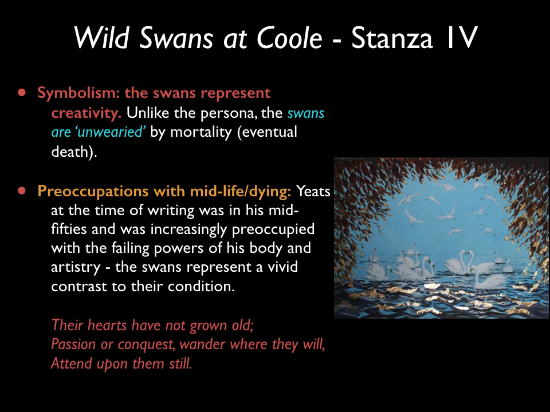Their hearts have not grown old. Passion or conquest wander where they will, attend upon them still. Here Yeats reflects again that the hearts of the swans are unchanged. They maintain a youthfulness. And passion and conquest, which is so much a characteristic of the young, as they make their way between adolescence and early adulthood before midlife, the young are impassioned and engaged by this sense of conquest in life, a passion and sense of conquest which Yeats is ruminating on having lost, that is to follow the post-midlife period.